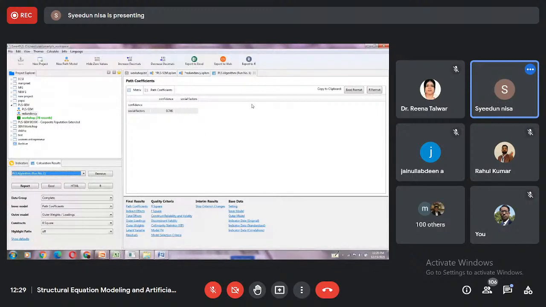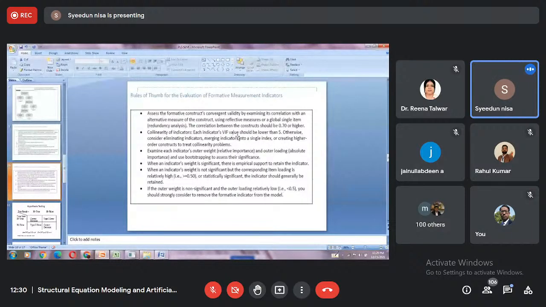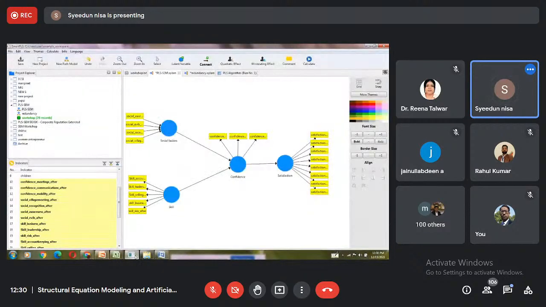Now we'll go back to this model. For conversion. We have also studied the indicators where we have seen that VIF value was not more than the threshold. We have done redundancy. So we have also done this as we checked. And because we have done a path, we have done this. So the measurement that I will do is now I'll run a path, a structural model.